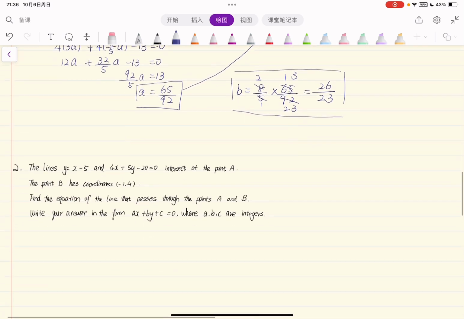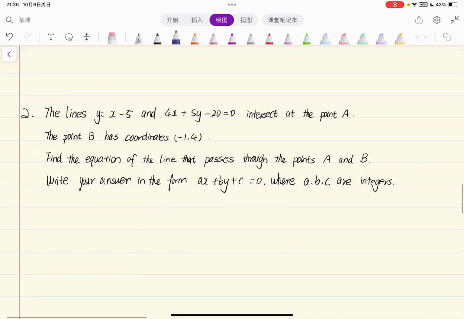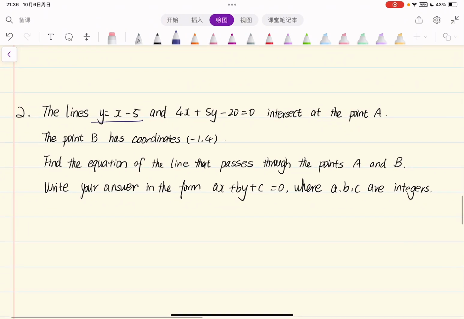Now move on to the second question. So we have the lines y equals x minus 5 and 4x plus 5y minus 20 equals 0 intersect at the point A, which means A is on the line y equals x minus 5 and 4x plus 5y minus 20 equals 0. You know there's another point B has coordinates (-1, 4). So the question asks you to find the equation of the line that passes through the points A and B.